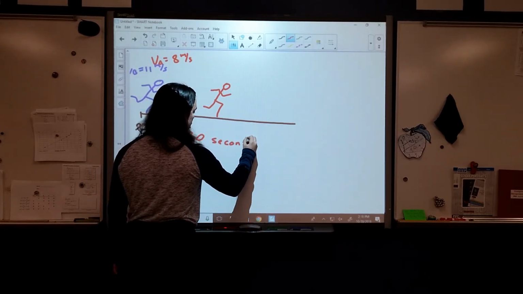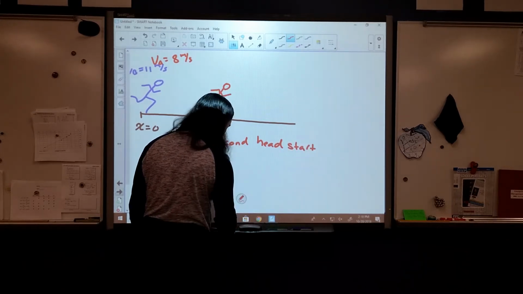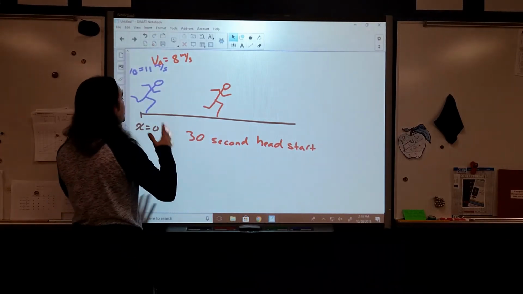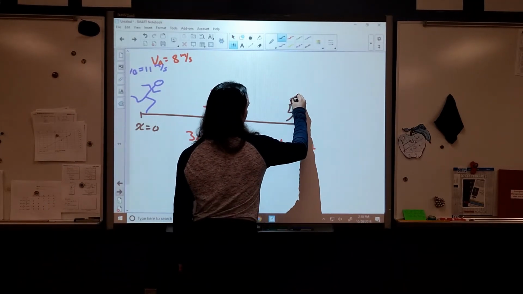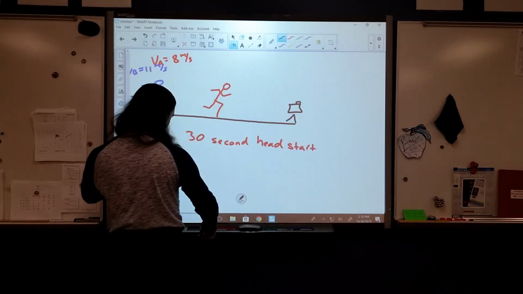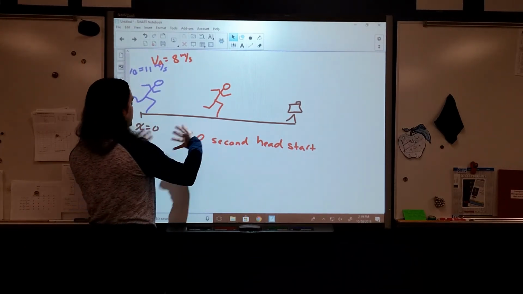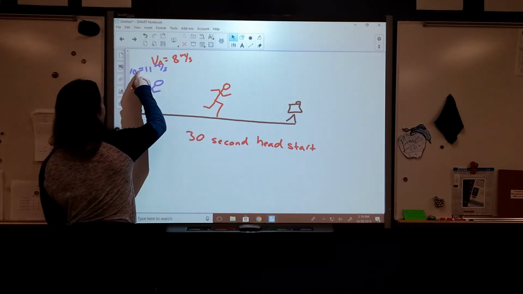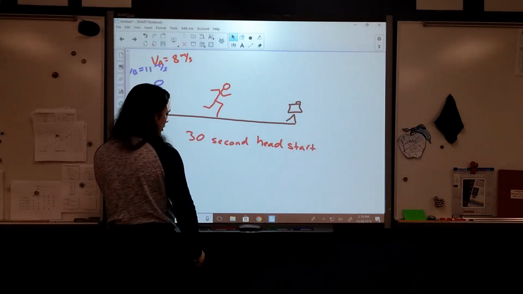30-second head start. Well, you could still do exactly what we did before, except things are going to be a little bit different. If you wanted to catch the point where runner B catches up to runner A, we'd still need to set up a lot of the same things that we've got. First off, runner B's velocity would be positive 11 meters per second, because this time they're headed that way.